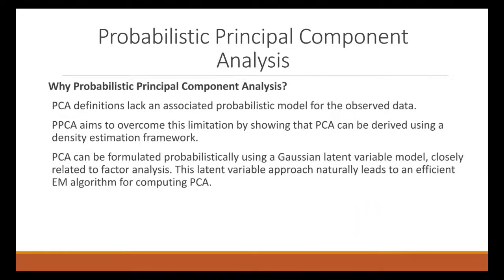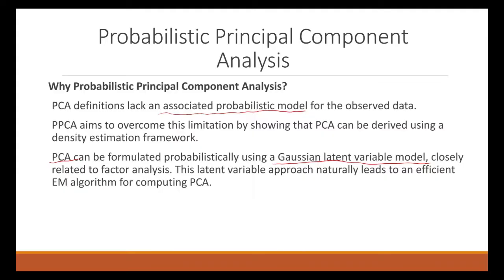So when PCA is there, why did probabilistic principal component analysis come? Because PCA lacks an associated probabilistic model. It doesn't have any probabilistic model, so that's why they proposed PPCA, probabilistic principal component analysis. And here we use PCA and a Gaussian latent variable model to propose this probabilistic principal component analysis.